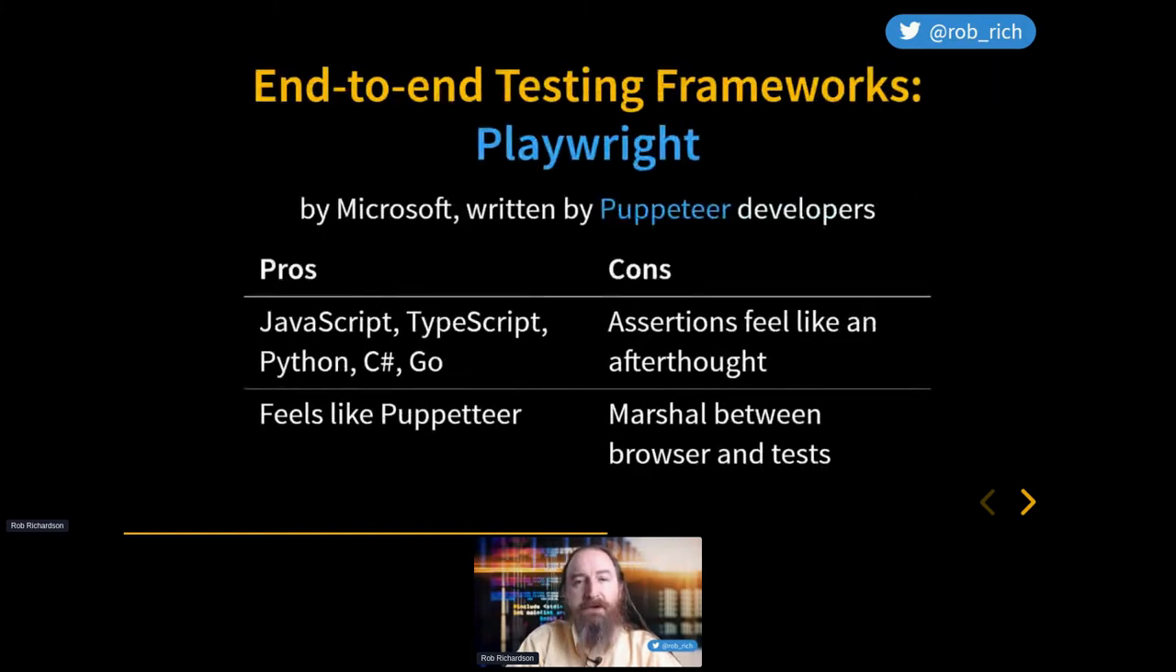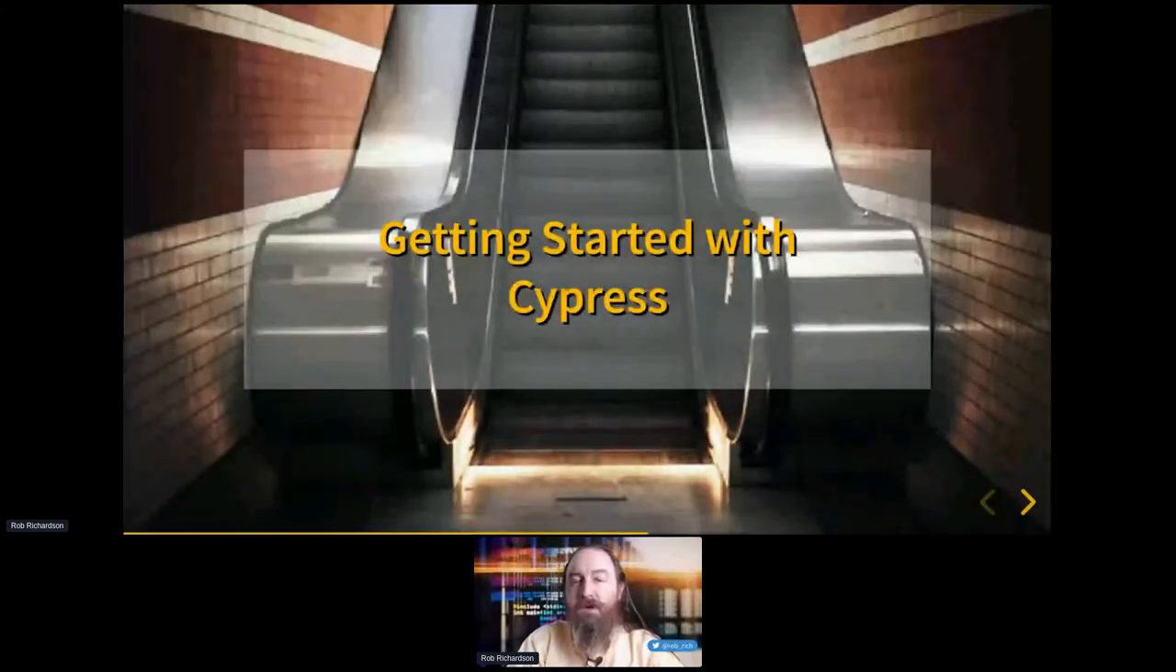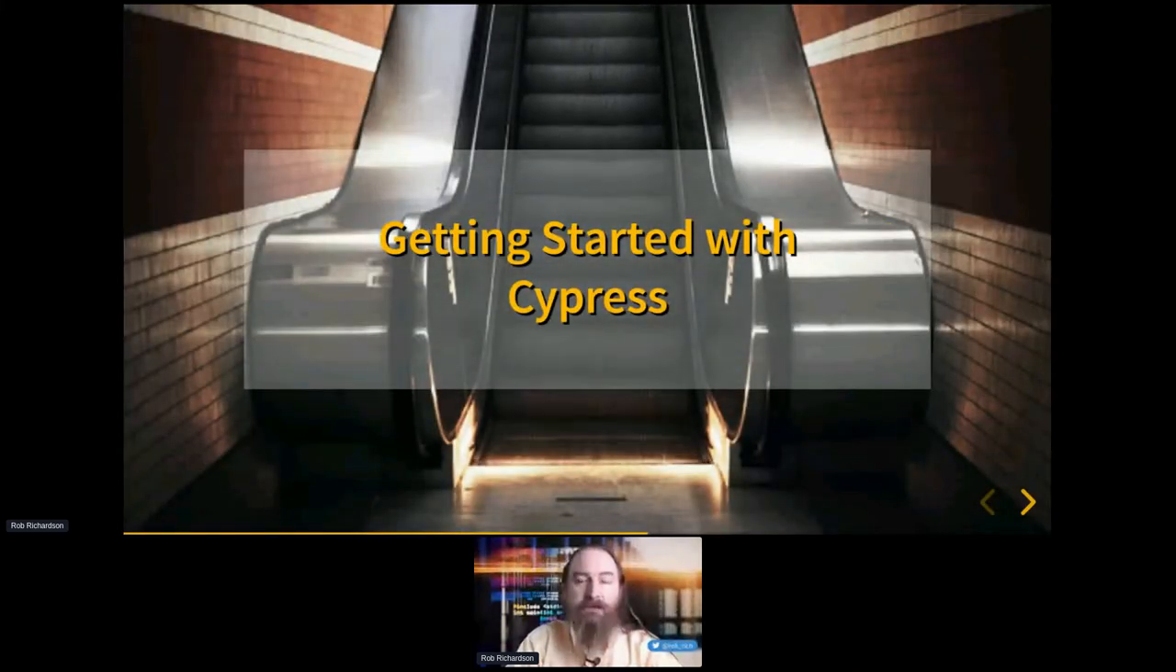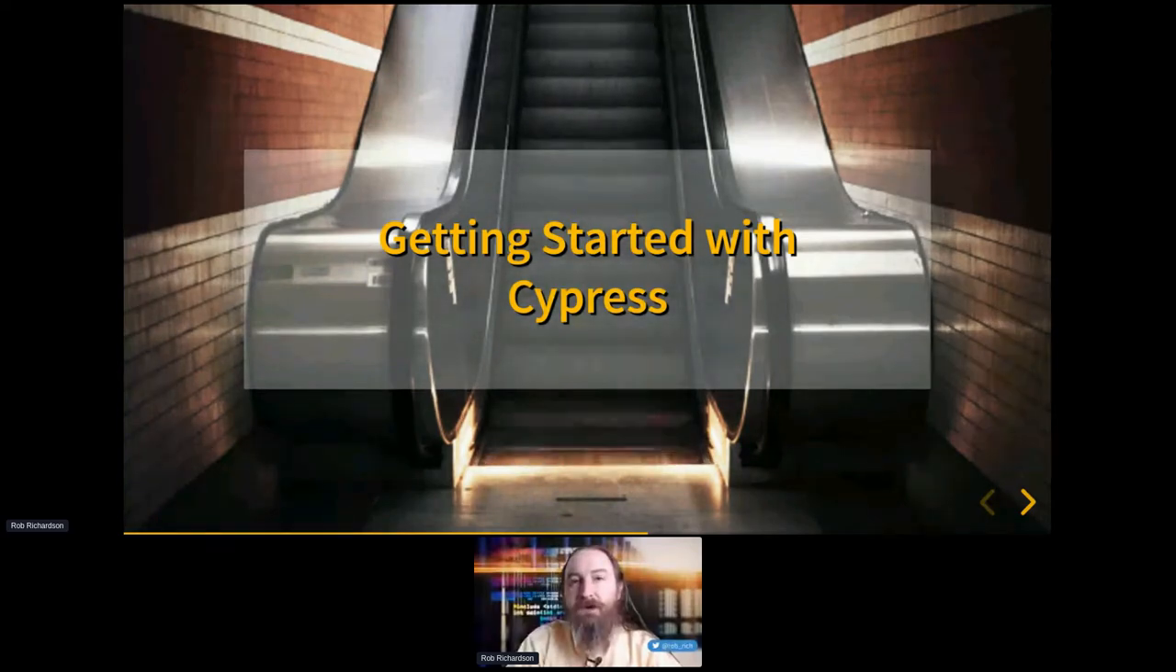Next up, Playwright. Playwright was built by the people who built Puppeteer, and so it feels a lot like Puppeteer. If you're familiar with Puppeteer, you'll feel right at home with Playwright. On the upside, there are lots of different languages supported: JavaScript, TypeScript, Python, C#, Go, and others. On the downside, it feels like the assertion syntax was kind of bolted on to Puppeteer. So it's a little weird. You also spend a lot of time marshaling content between the browser and the test, much like you would with a Puppeteer experience. So any tool here will accomplish a particular job, and ultimately which browser automation tool you choose is definitely up to your field.